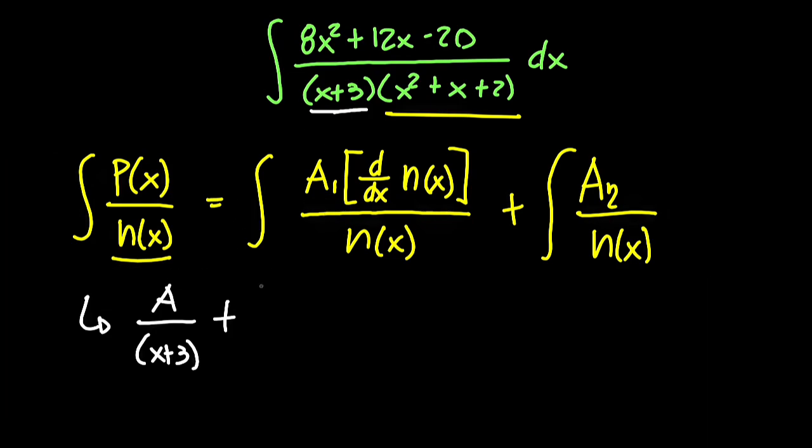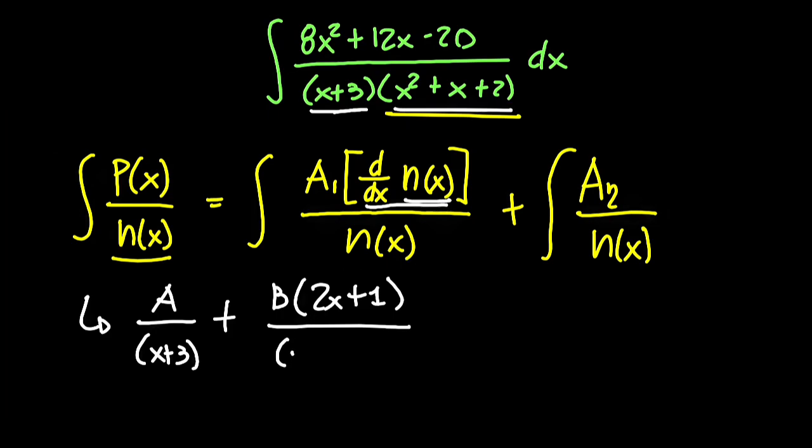Let us represent this now as B, and multiply it by the derivative of N of x, which is this one. The derivative of x squared would be 2x. The derivative of x is simply 1. And the derivative of 2 is 0, so no need to put it. All over N of x, which is also this one, x squared plus x plus 2. Plus this one, which is a sub 2. Let's substitute a sub 2 as a constant C, all over N of x again.